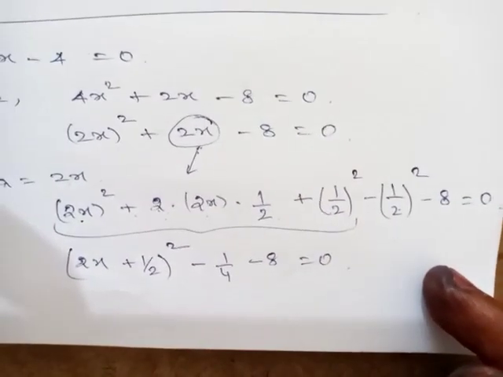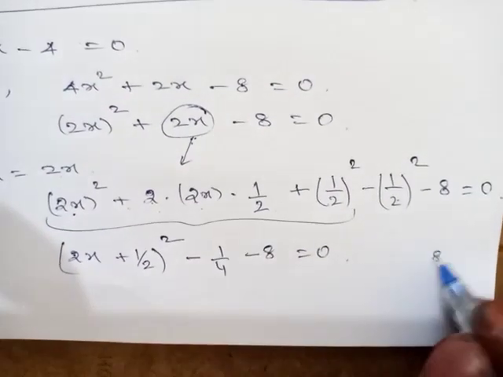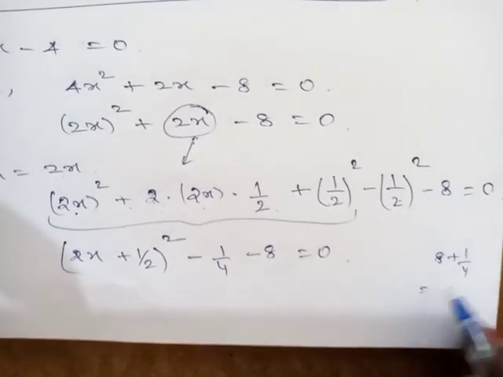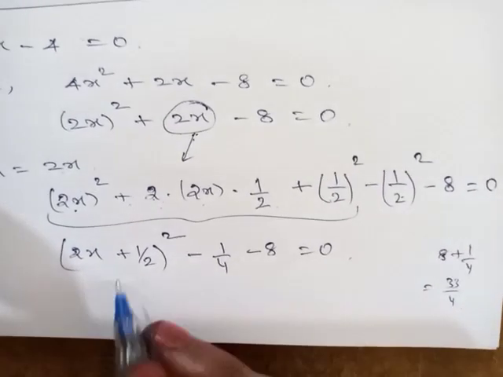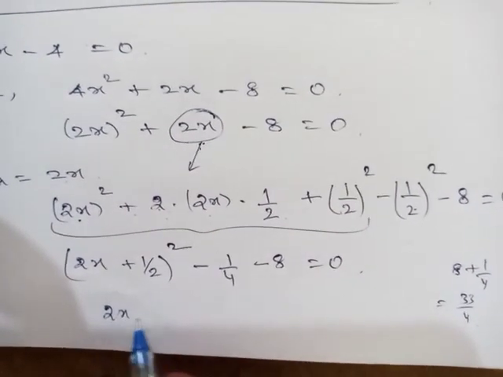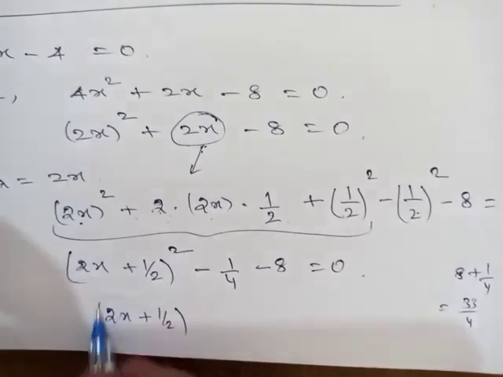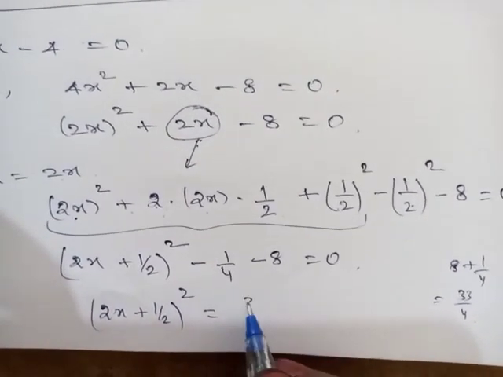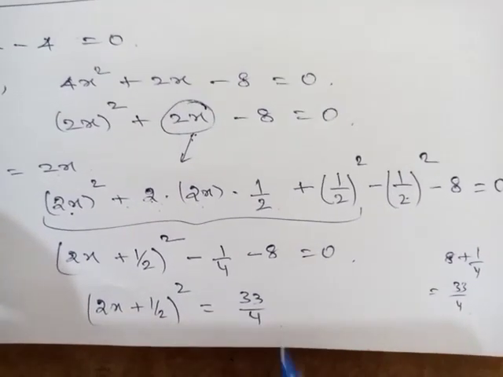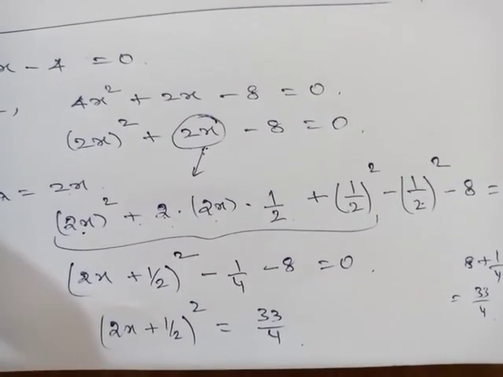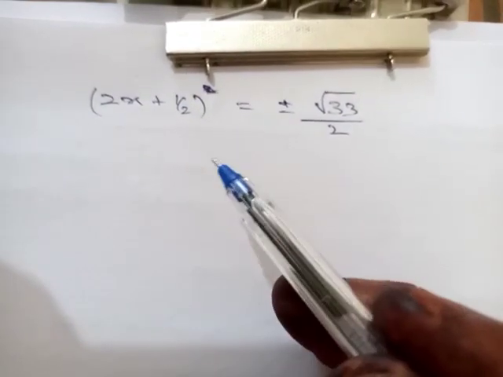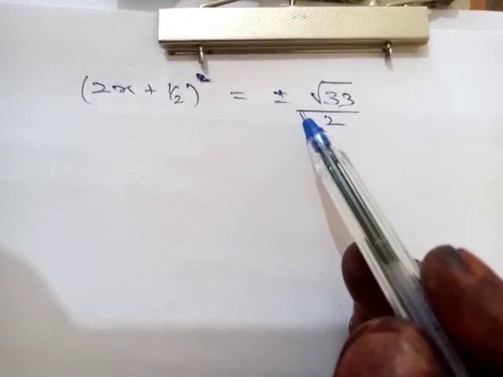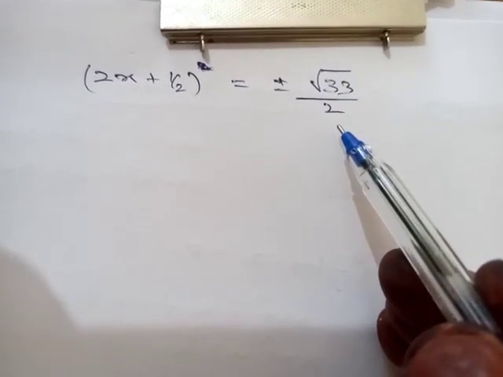Both you bring that side. 8 plus 1 by 4. What is 8 plus 1 by 4? 8 4s are 32, plus 1, 33 by 4. So (2x plus 1 by 2) whole square is equal to 33 by 4. Now taking square root on both sides. (2x plus 1 by 2), the whole square is there. After taking the square root, that square will not come. Plus or minus root 33 divided by 2.